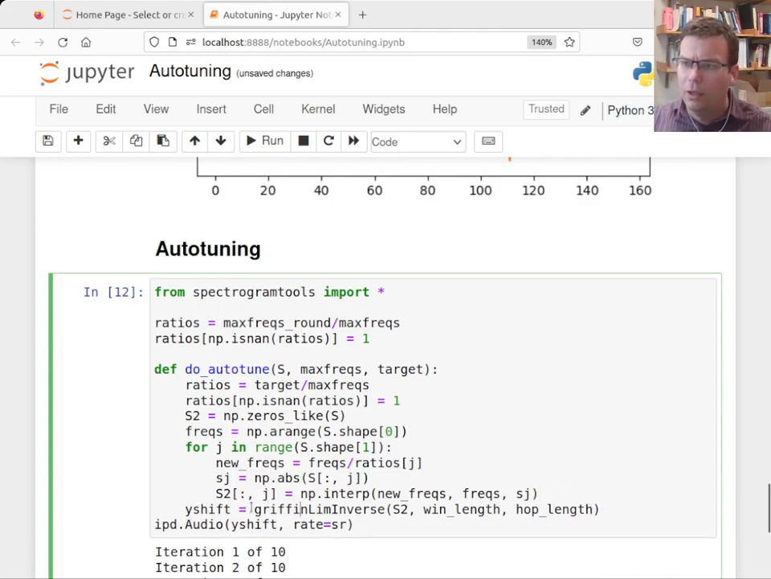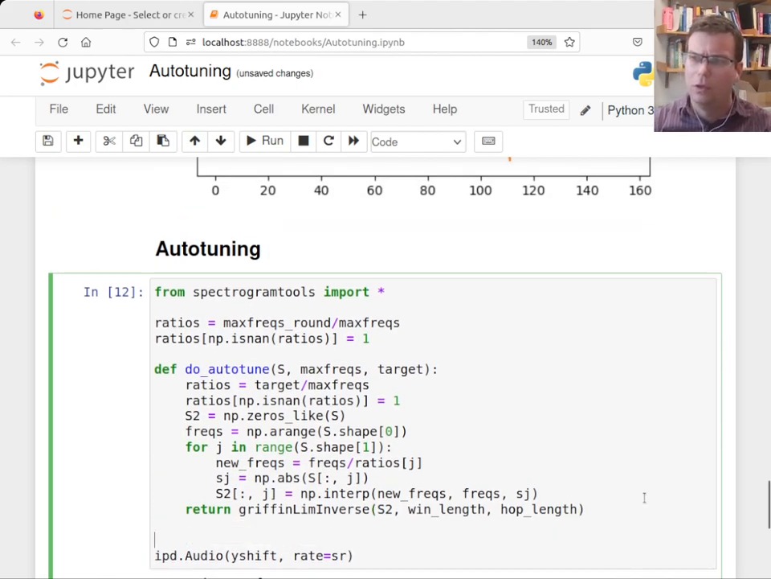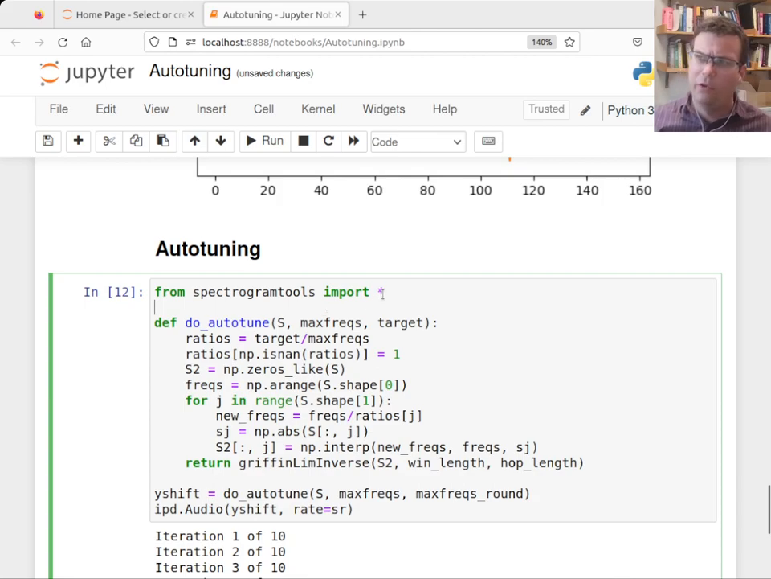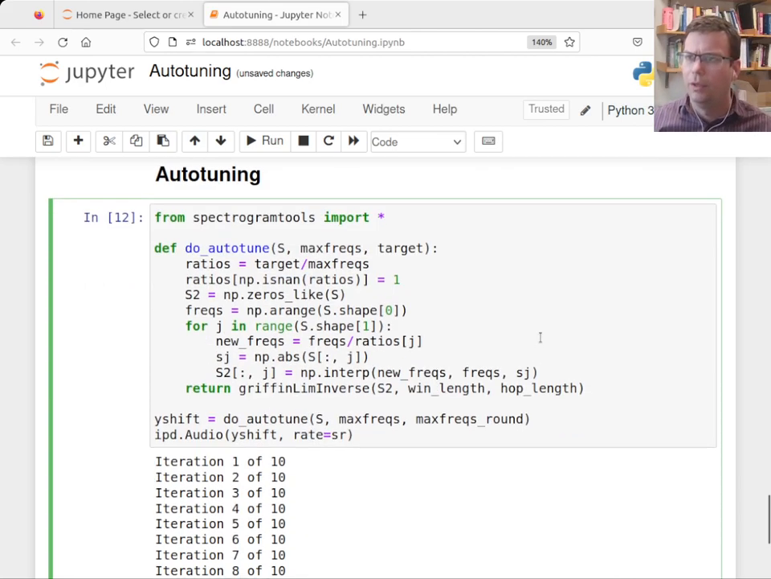Oh yeah, and I forgot to mention, I'm doing Griffin-Lim because I'm shifting the frequencies up a little bit or down a little bit in the entire column of the spectrogram. So, okay, let's say y_shift is equal to do_autotune of s and max freqs. And here the target was max freqs rounded. So let's try this. I had a Griffin-Lim implementation here.